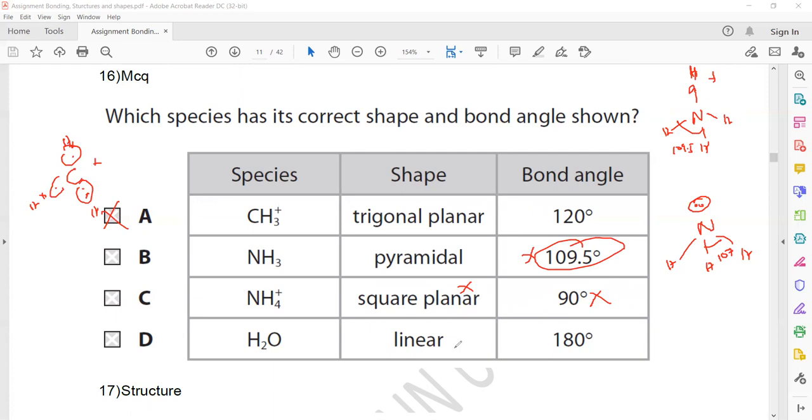In H2O, it's not linear, it is a bent structure, as oxygen has two bond pairs and two lone pairs. The bond angle is 104. So geometry and shape both are given wrong. Here, shape is given correct, but the angle is given wrong. In this case, both are correct. That's why A is the right answer. Is it clear?